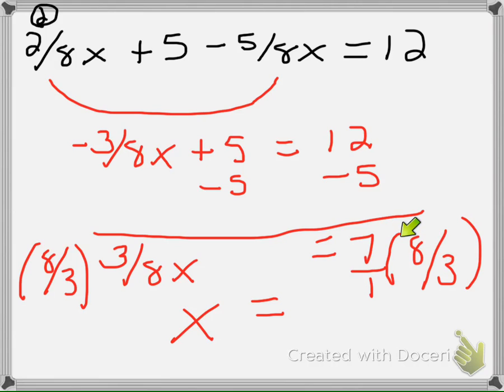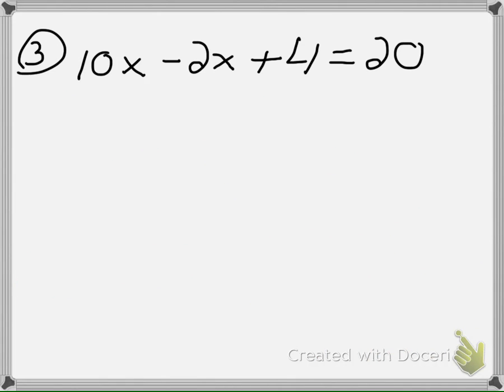Top times top. 7 times 8. I hope you said 56. Bottom times bottom. I hope you said 3. On this one, I'm going to use the calculator because I don't know what 56 is divided by 3, and I have to simplify. Remember that this line right here, this means divide. Okay, 56 divided by 3 is 18 2/3. The calculator says 0.66666, but I know that that's 2/3, so I write the fraction 2/3. 18 2/3.